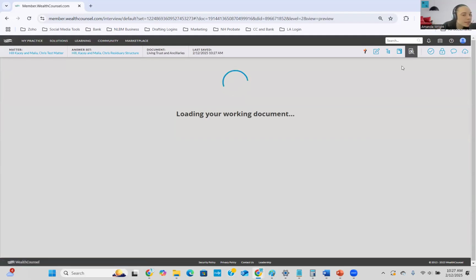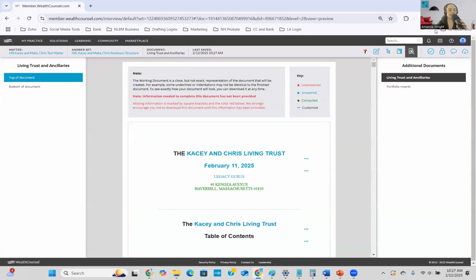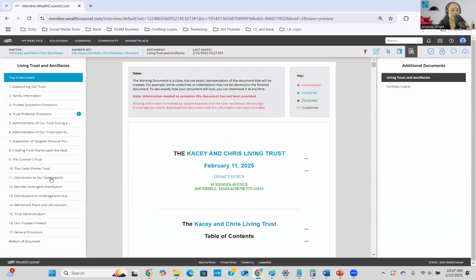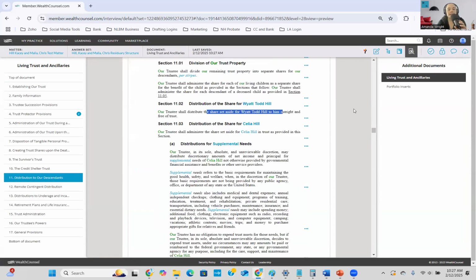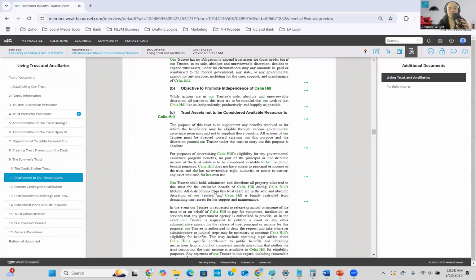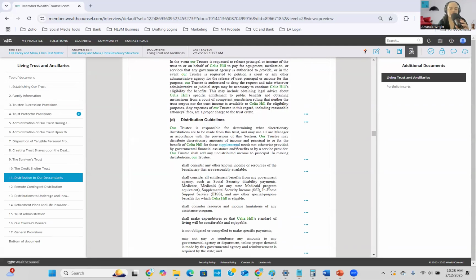So you can actually see the design of the special needs trust, not just as the backup provision in Article 13, but in the residuary, right? Still in trust, just a different kind of trust here. Distribution to our descendants. Wyatt is still going outright. And now we have Celia, the distributions of the special needs trust with all those rules, right? To try to protect those from being taken by the government or disqualifying Celia from government aid.